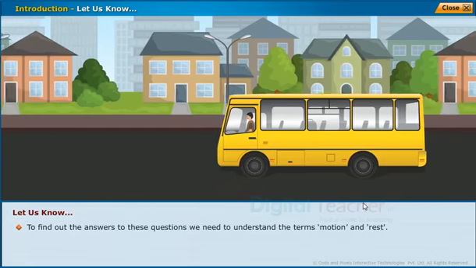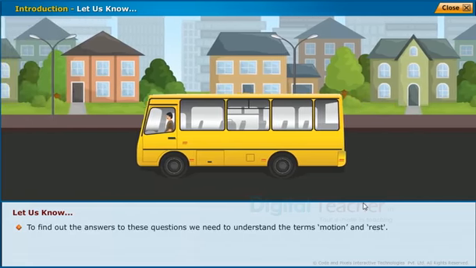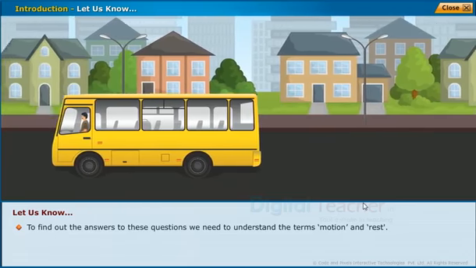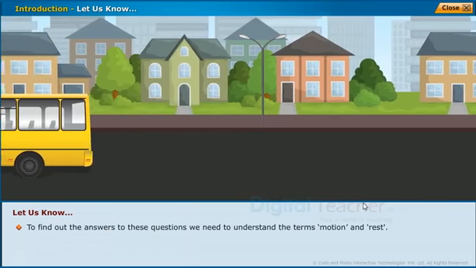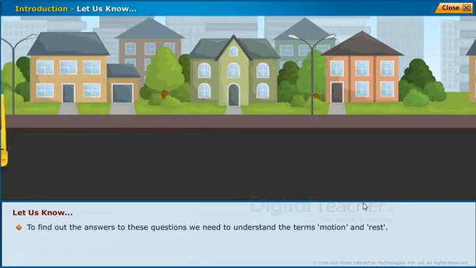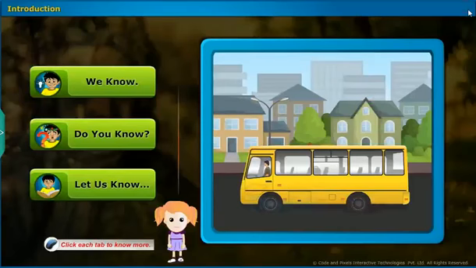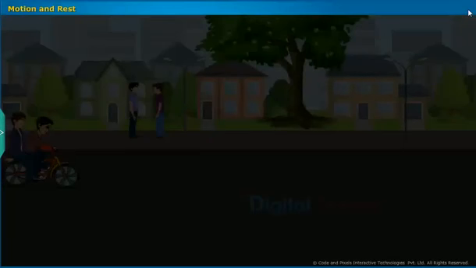To find out the answers to these questions, we need to understand the terms motion and rest. To understand the idea of motion and rest, take up the following activity.